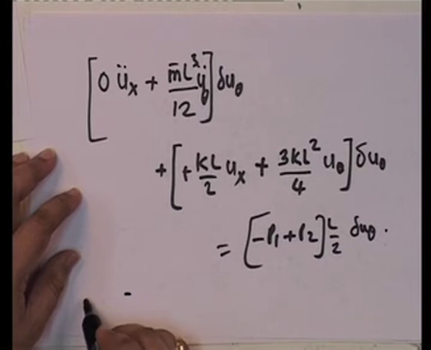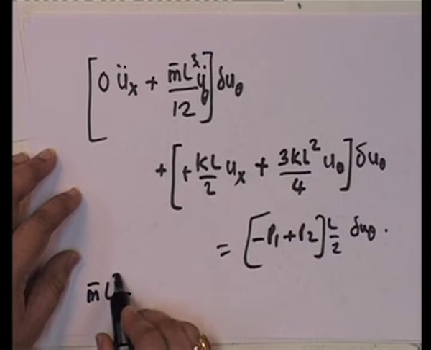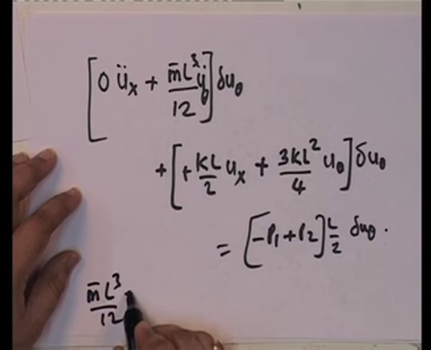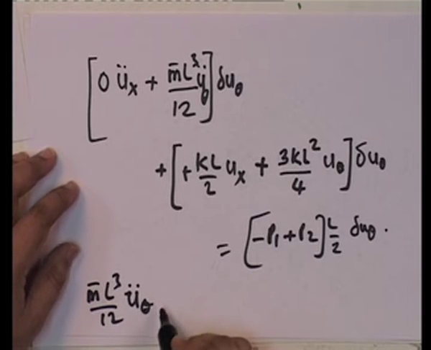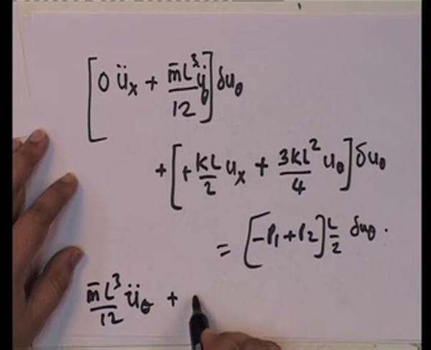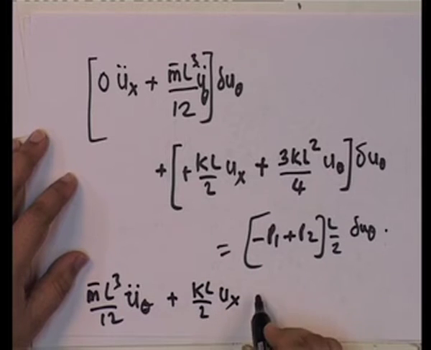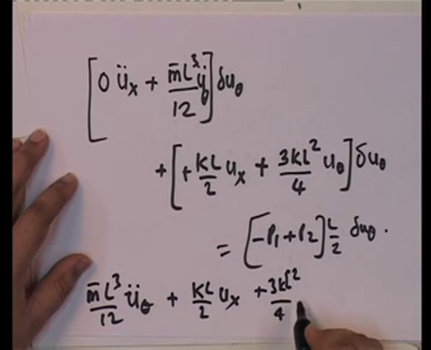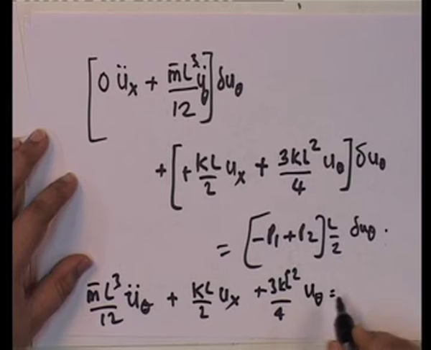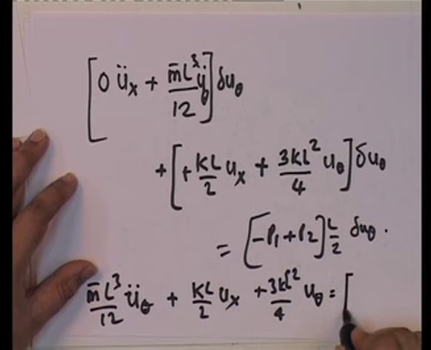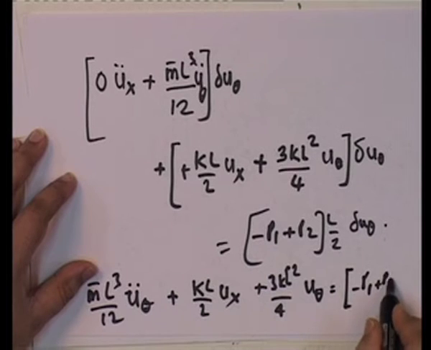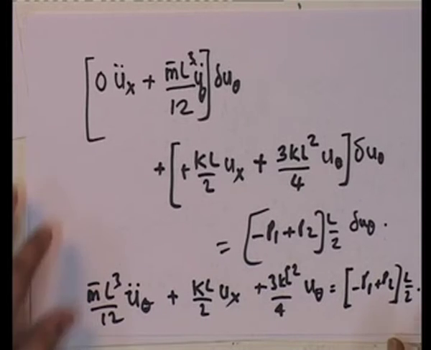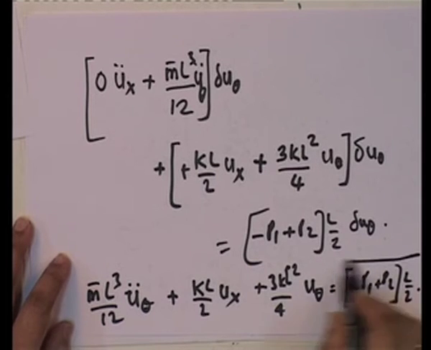I get m bar L cubed by 12 into uθ double dot plus kL by 2 ux plus 3kL squared by 4 uθ is equal to (P1 plus P2) into L by 2. So, putting together, this is the second equation.